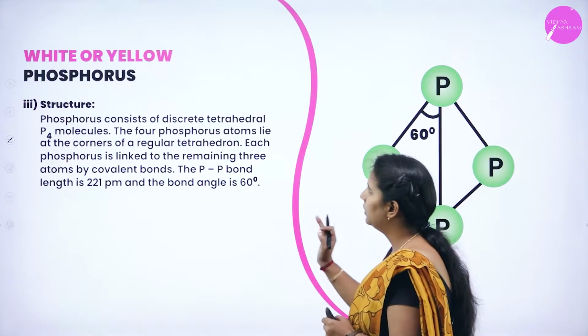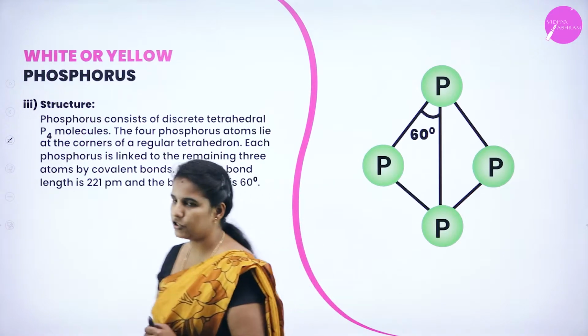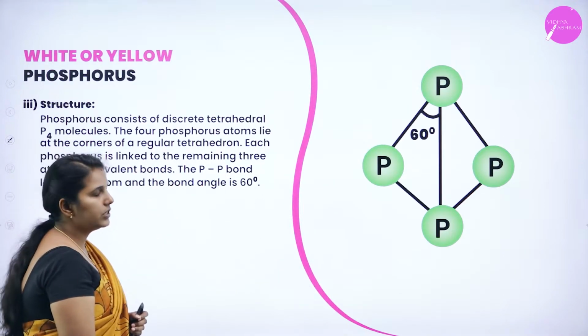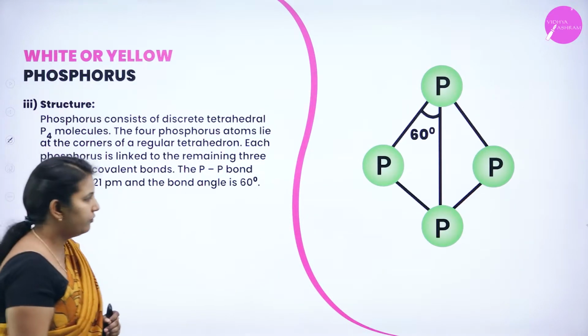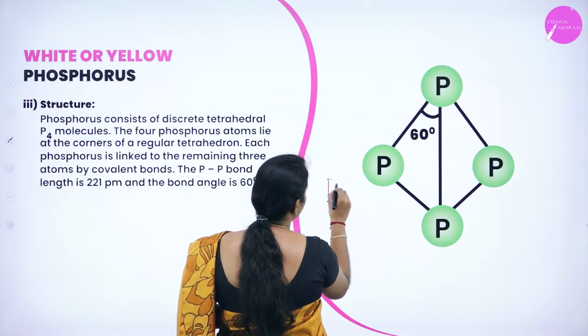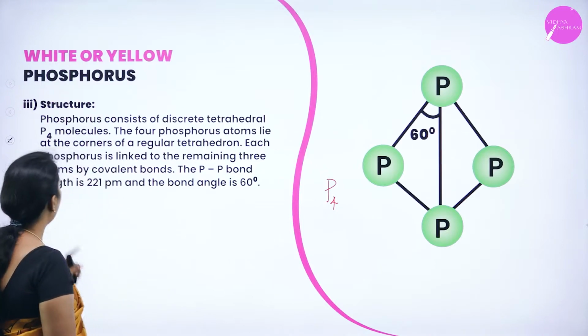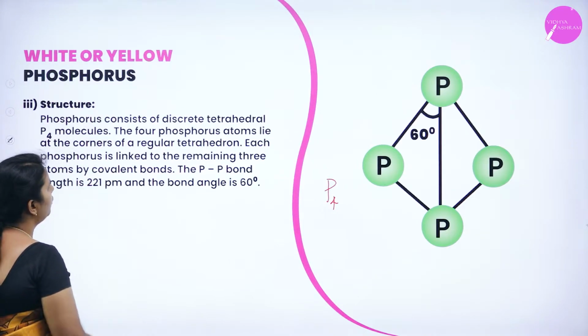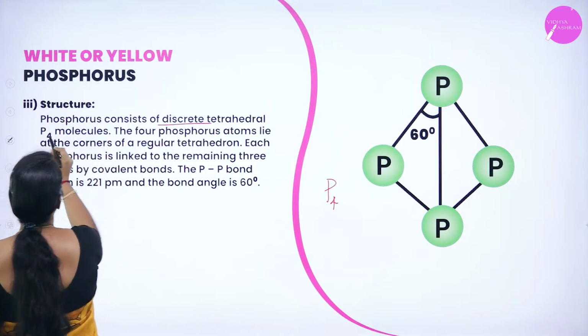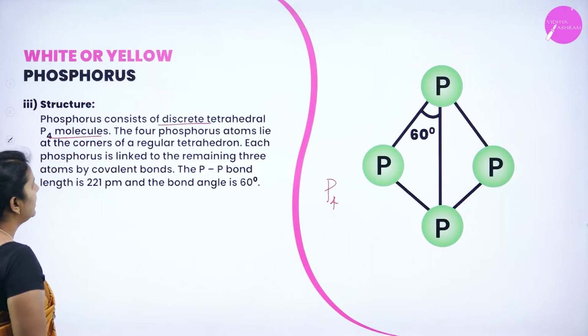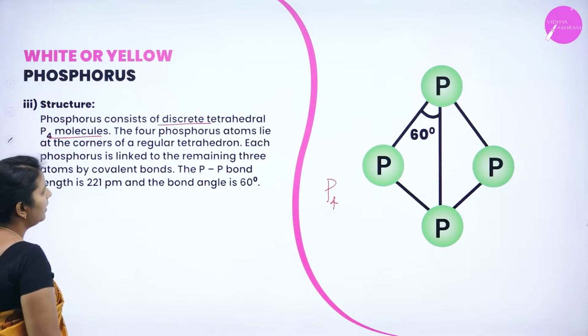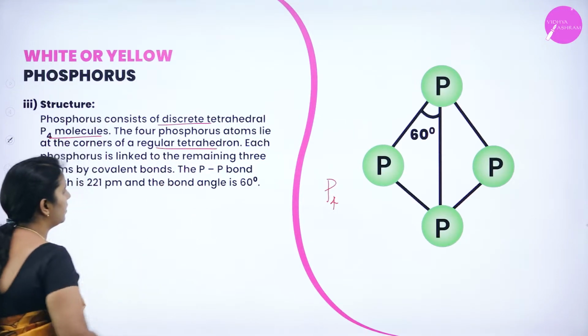Coming to the white and yellow phosphorus structure, this is the structure of P4. So this is the structure of phosphorus, that is P4. The phosphorus consists of discrete tetrahedral P4 molecules, and the 4 phosphorus atoms lie at the corners of a regular tetrahedron.